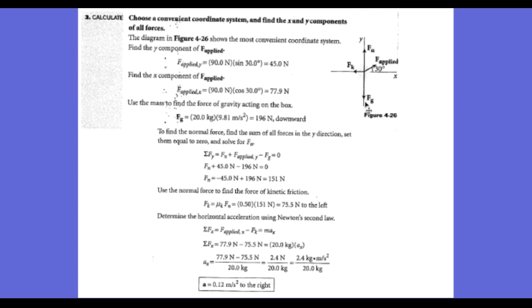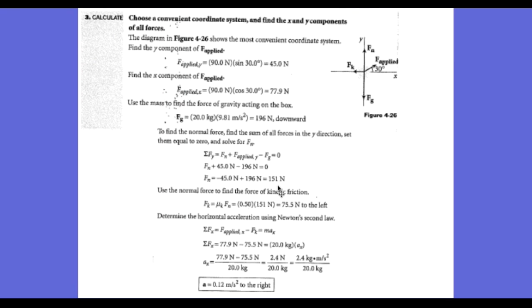So that's my Fg. And I see in the y direction I have 3 forces, Fg, Fn, and the y component of F applied. So here it shows the sum of the forces in the y. There are 3 of them. The normal force and the y component of the applied force are upward, so they're positive, and gravity is downward, so it's negative, and they add to 0, and that allows me to solve for the normal force, 151 newtons.